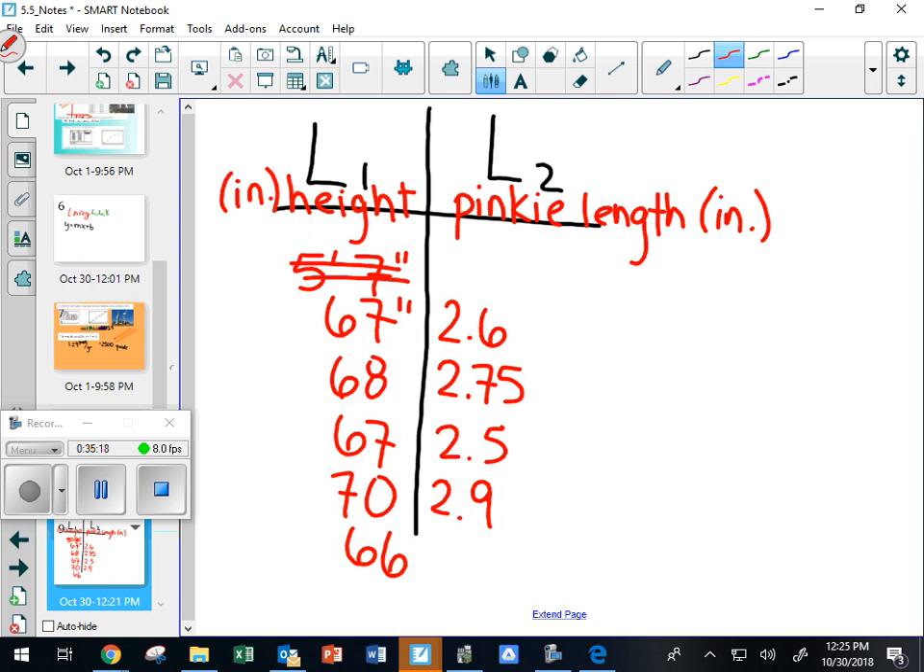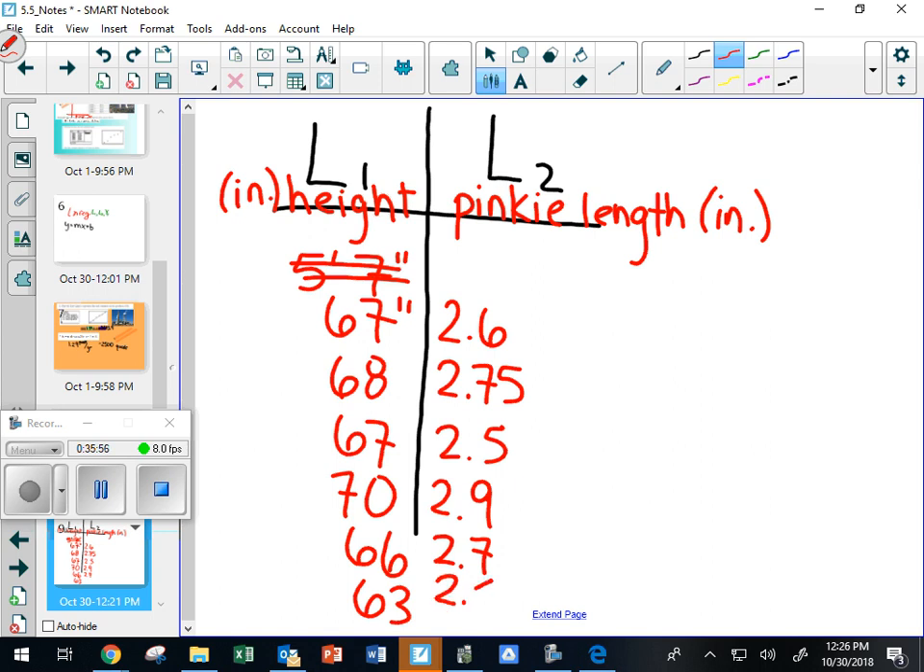All right. About 2.7. All right. Let's get one more person. Who is below 66 inches? Or who's below 5'6"? Alright. Come on, represent. 5'3". So 63. Yes. Pretty much 2.4. All right.